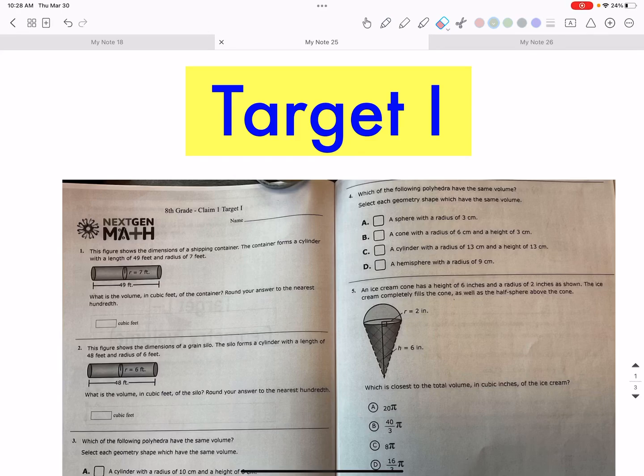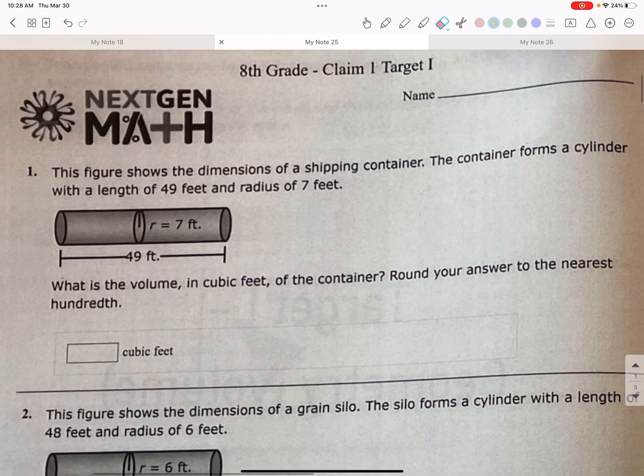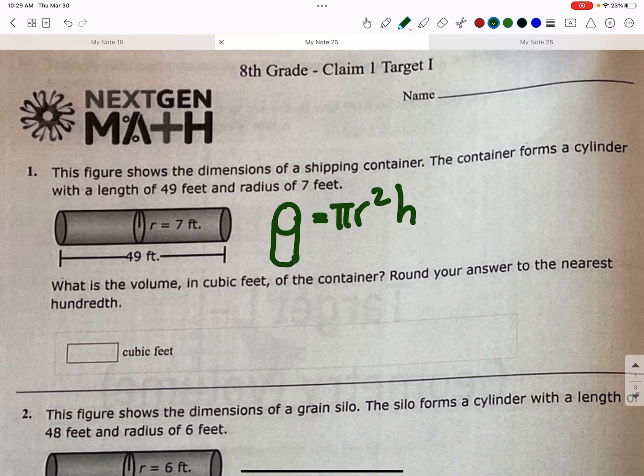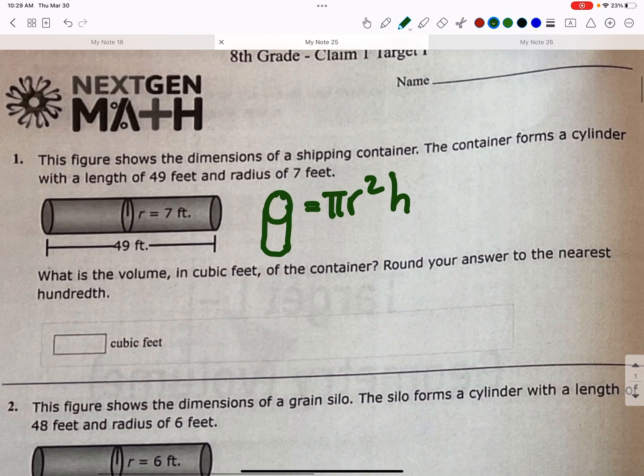Okay, guys, target I. There's a few things that you need to know. One of the few things that you need to know is that a circle equals pi r squared. And if I want to turn it into a cylinder, I need just to add on some height. So this one's pi r squared times height.